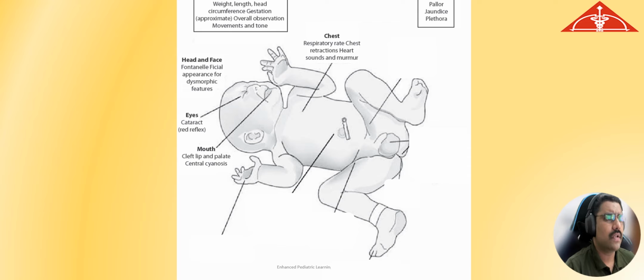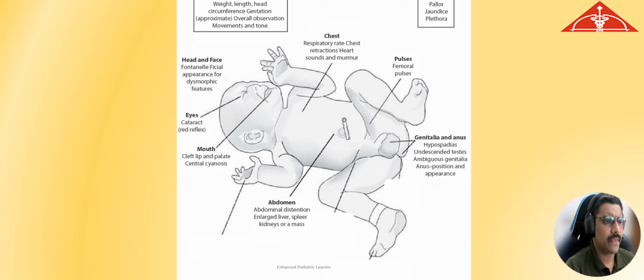The chest is looked at for any signs of respiratory distress and auscultated for murmur as well. The abdomen is examined for any palpable mass, and the femoral pulses for any evidence suggestive of coarctation of aorta. The genitalia are checked for any ambiguity, and the anorectal and perineal examination is done for anorectal malformations. The back is examined for midline defects such as neural tube defects, and the lower limbs for different limb deformities.